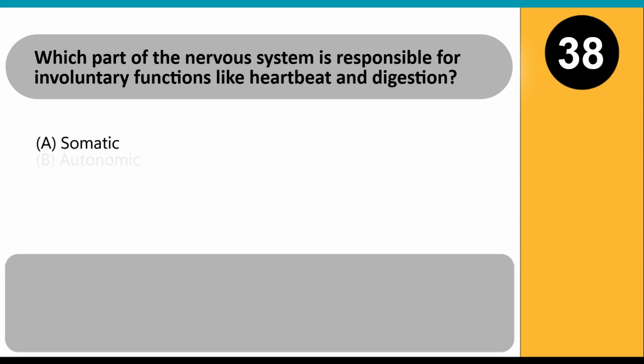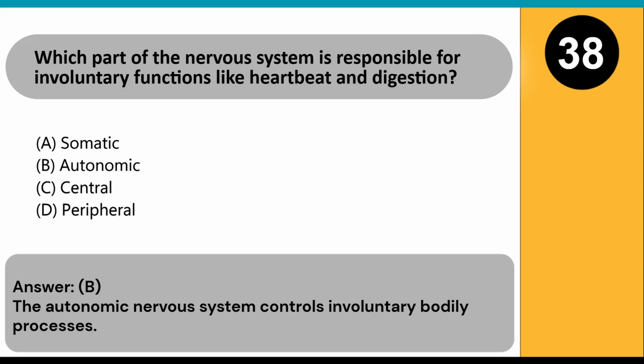Which part of the nervous system is responsible for involuntary functions like heartbeat and digestion? A. Somatic. B. Autonomic. C. Central. D. Peripheral. Answer B. The autonomic nervous system controls involuntary bodily processes.